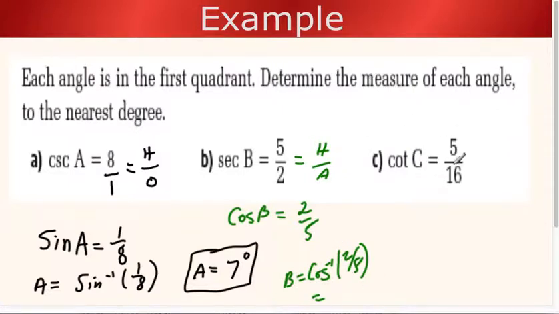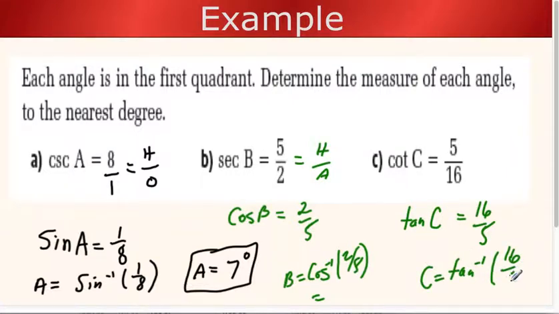Let's do this one over here. If cotangent of C is 5/16, we need to figure out C. So what's the tangent of C? Did you say 16 over 5? You got it. And then you can go tan inverse to get angle C. So you go tan inverse of 16 over 5, punch that in your calculator, and you've got angle C.